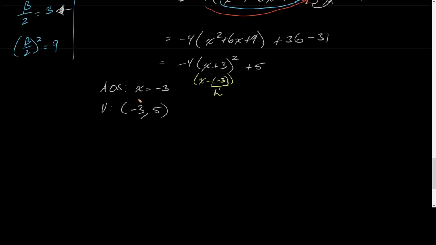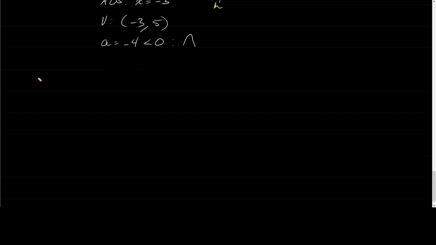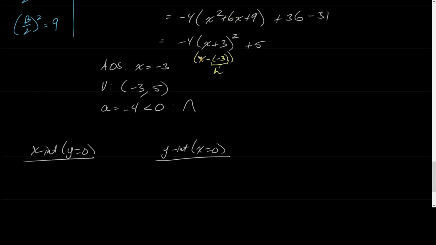So that's our vertex. Now, what's our a? Our a is negative 4, which is less than 0. So we're going to have a parabola facing downwards. So we've got a whole bunch of information here. The last thing that we need are some intercepts. So let's figure them out. We have the x-intercept, where y is equal to 0, and the y-intercept where x is equal to 0. Now the y-intercept, I like to use this version of our function.